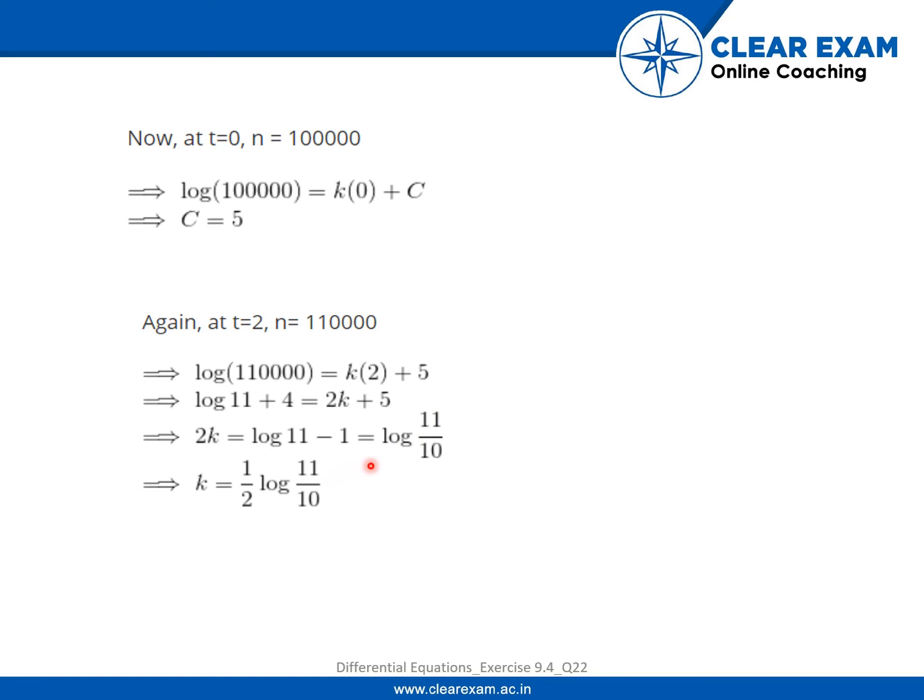Because 1 can be written as log 10 to the base 10, so log 11 upon 10 after using the property of log. So k is equal to 1 upon 2 log 11 upon 10.